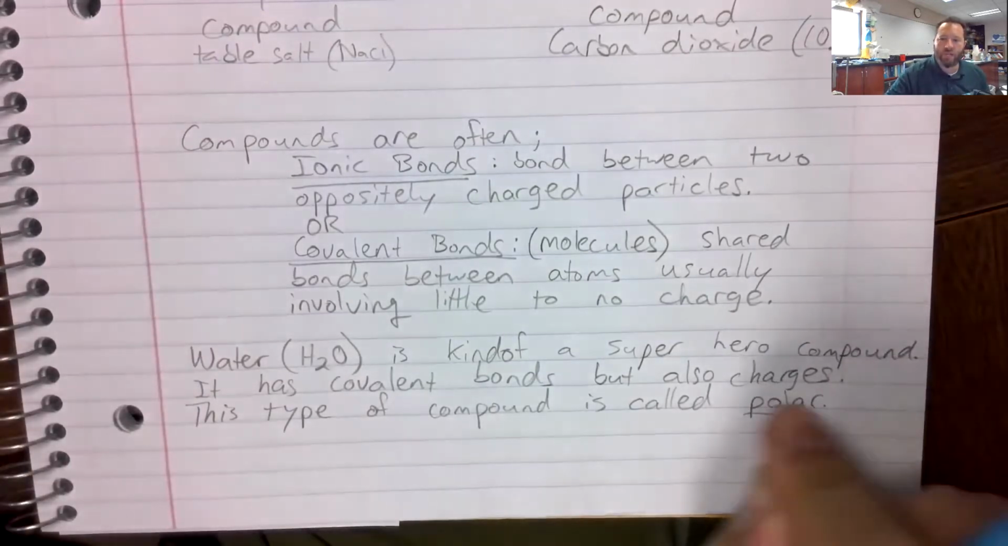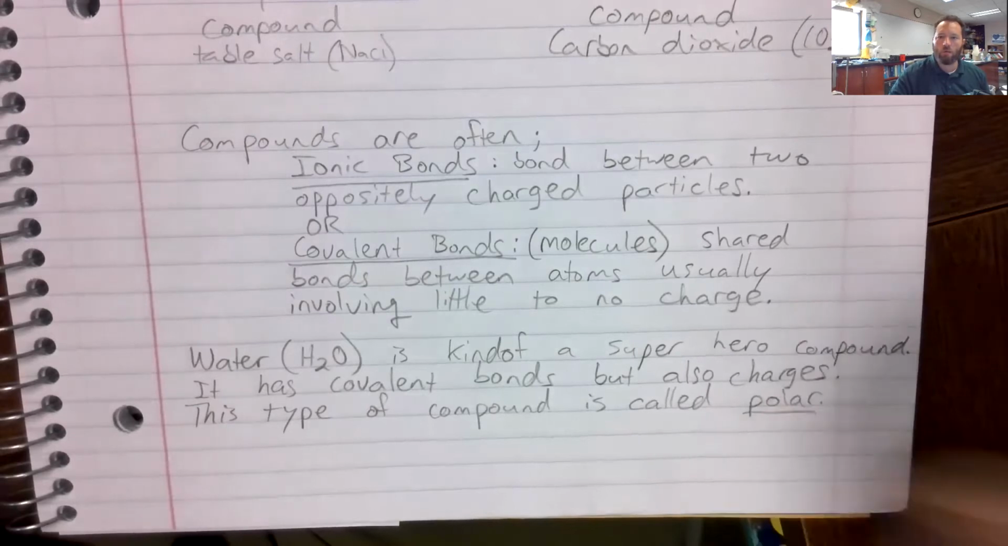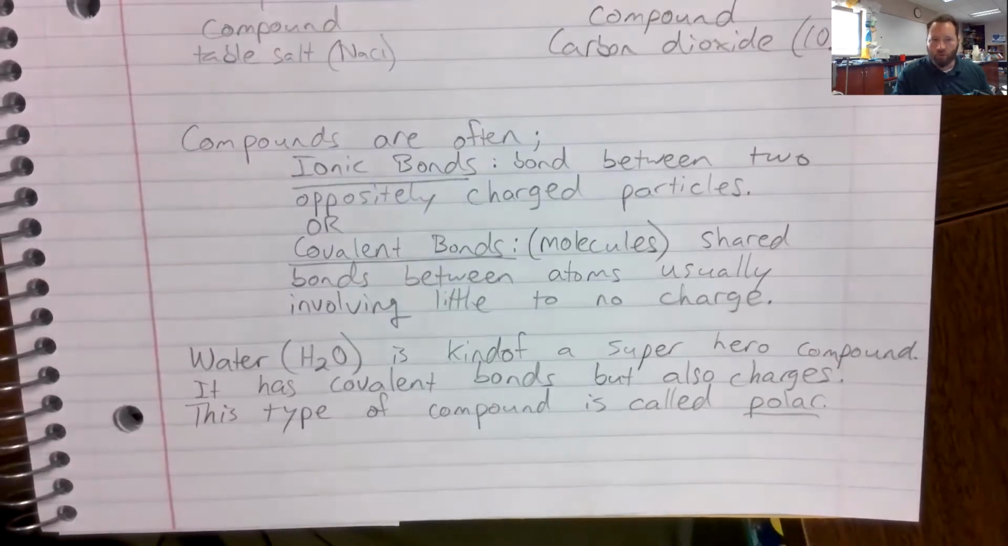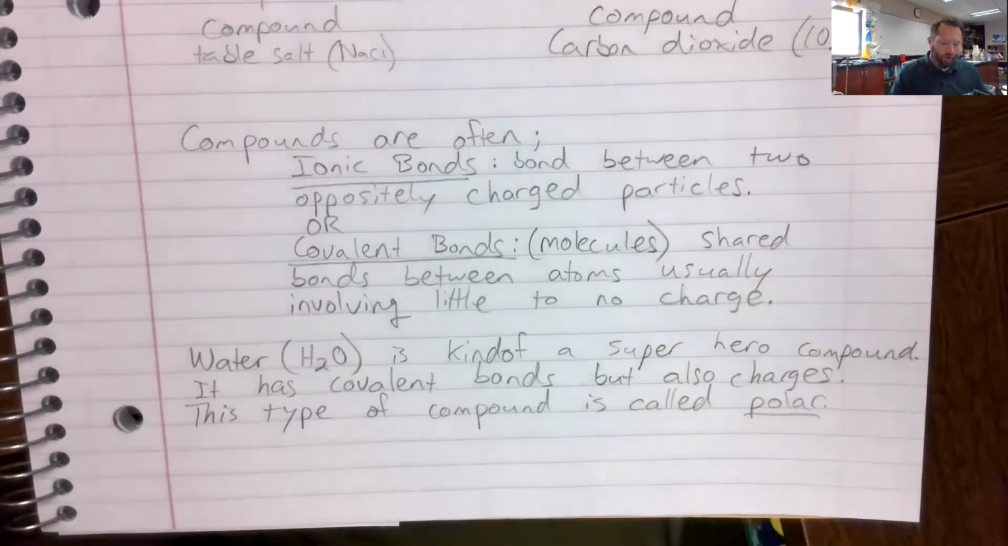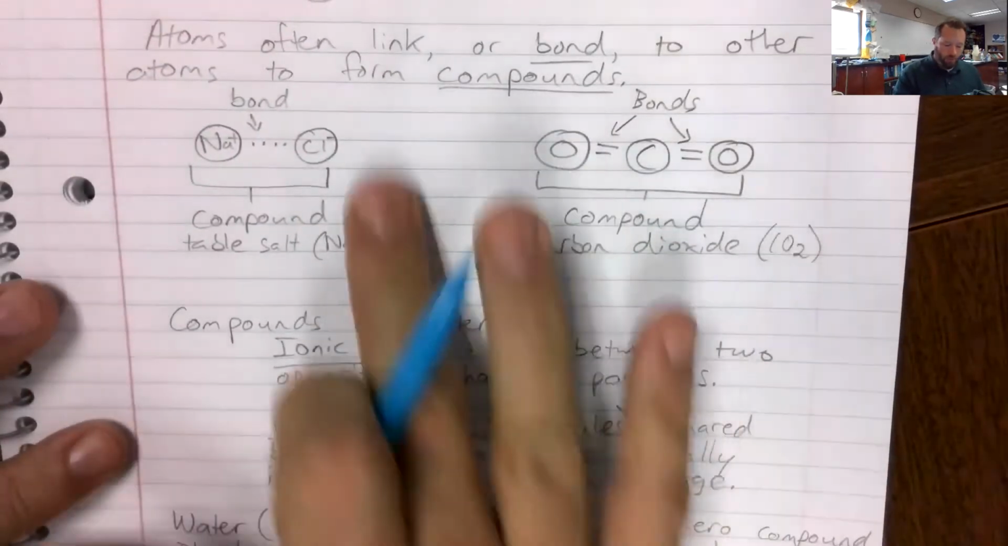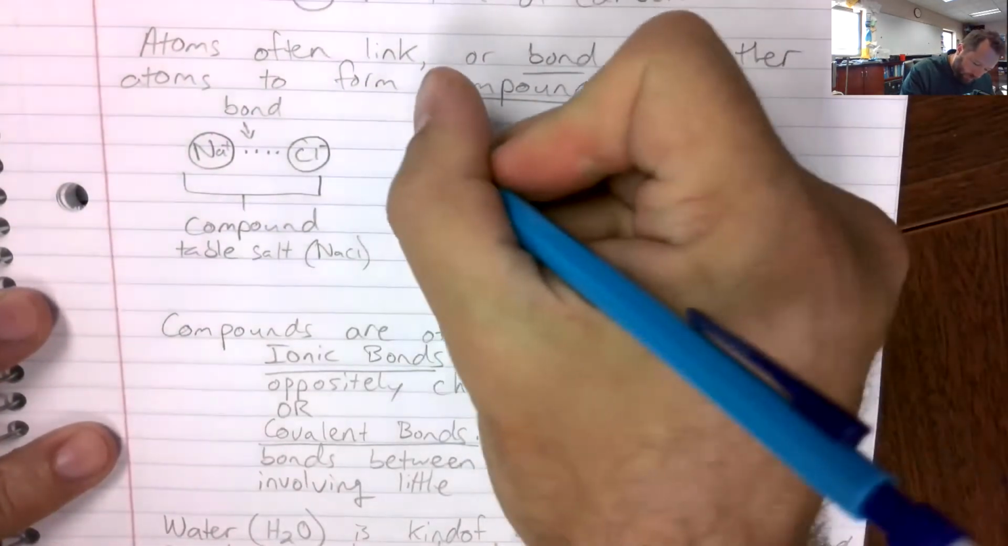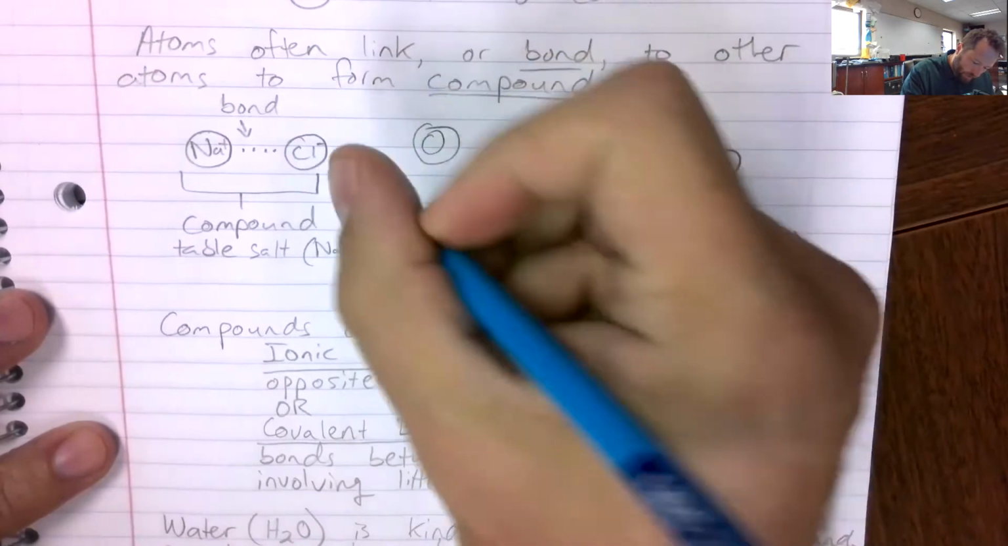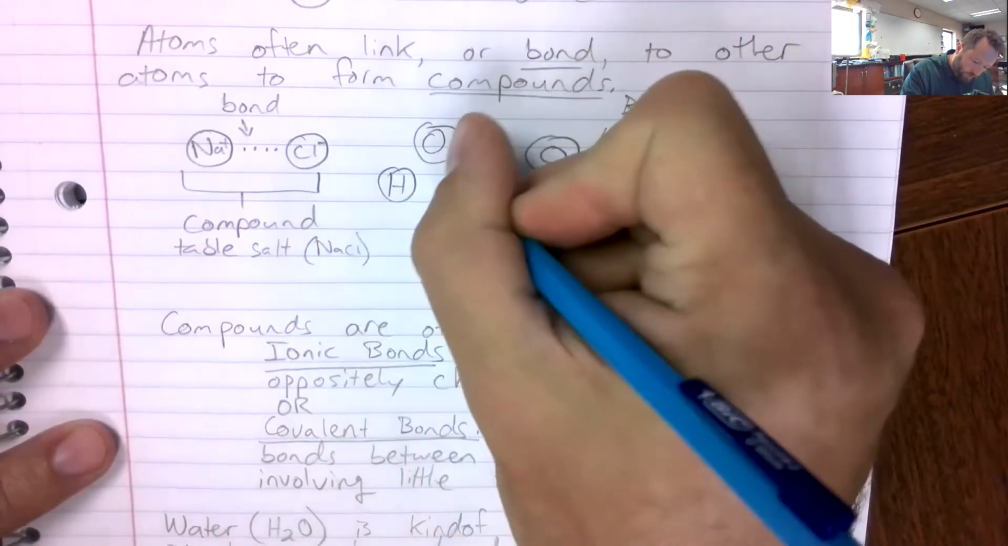When we have this type of compound, we tend to call it polar. So there are some other polar molecules, but water is the big one. So I'm going to go back up here, the space that I left earlier, and I'm going to squeeze in a molecule of water.